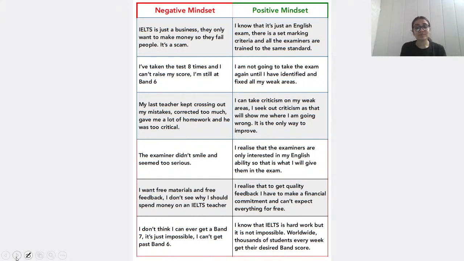the reality. It's the hardcore truth that people, like I should say, hardcore myths that people have in their heads. The examiner didn't smile and seemed too serious.